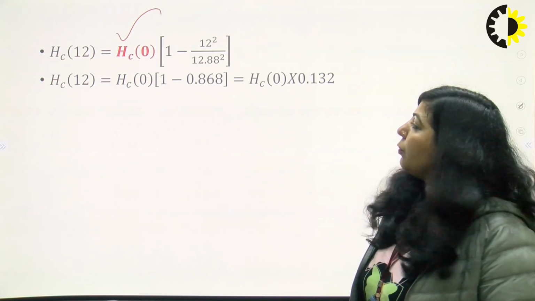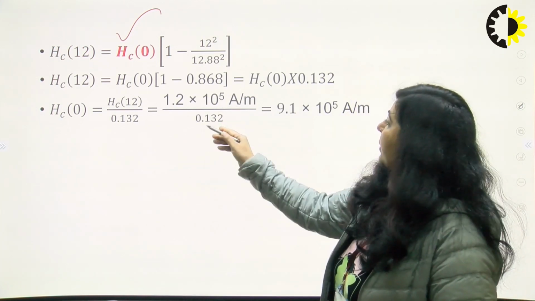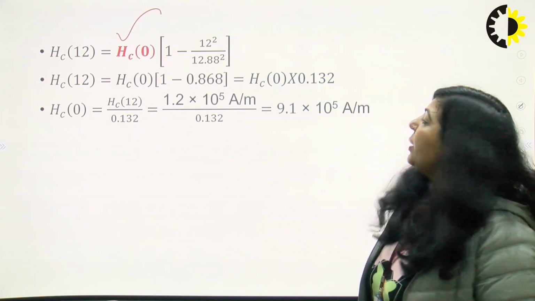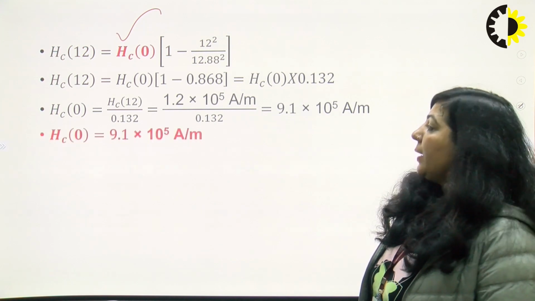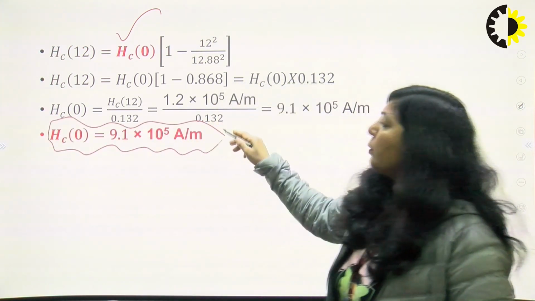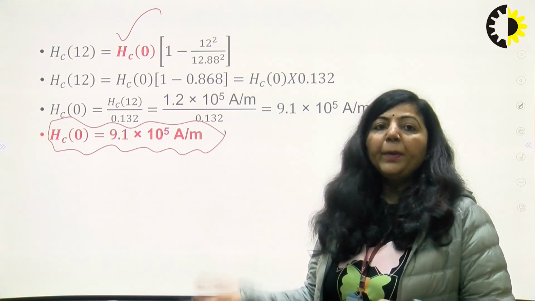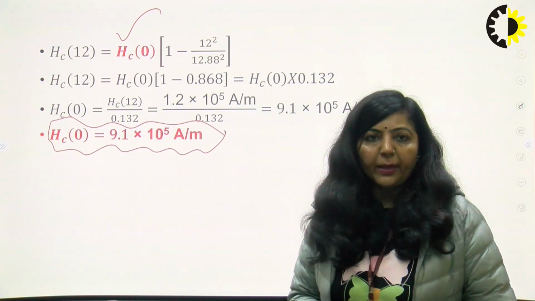So what you have to do now is substitute the value of HC12 here. After substituting its value, you get the critical field at 0 Kelvin, which comes out to be 9.1 into 10⁵ ampere per meter. So this is a way to find the critical field at 0 Kelvin.